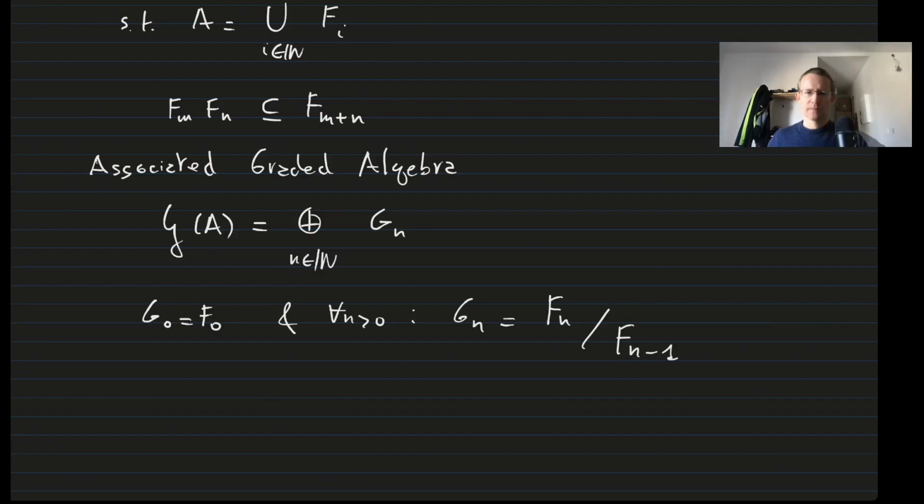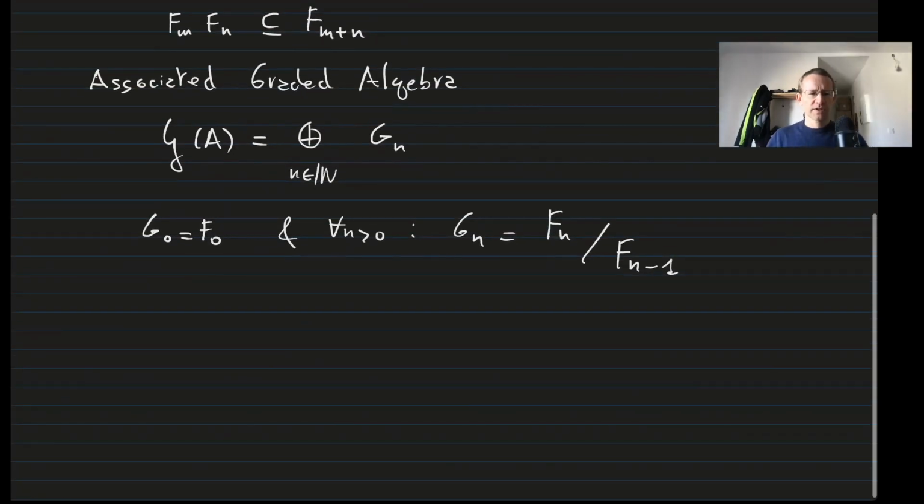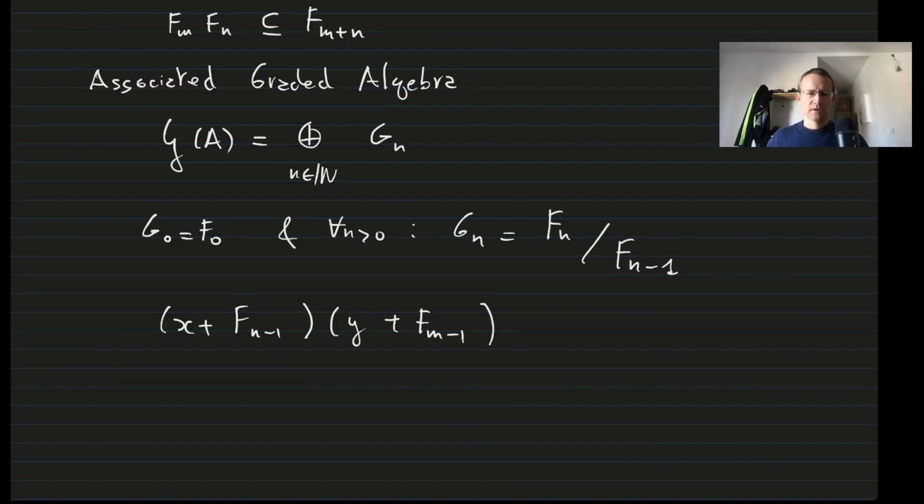The definition of the product on the graded algebra is that if we have an element of Gn and we multiply it with an element of Gm, we get an element xy inside Gm plus n. In other words, now we preserve the grade. And therefore, G of A is a graded algebra. Let's study two examples. Example 1.